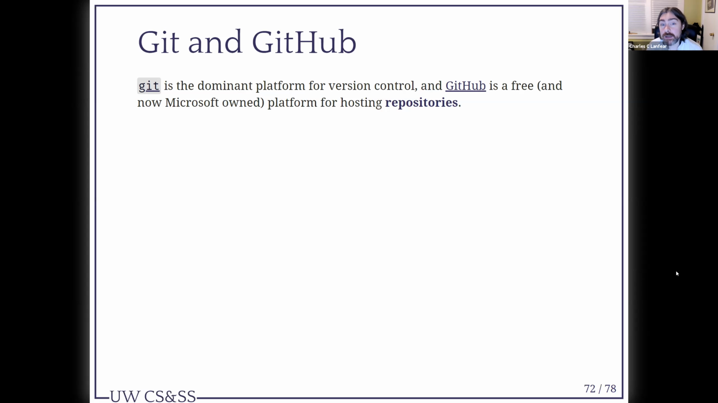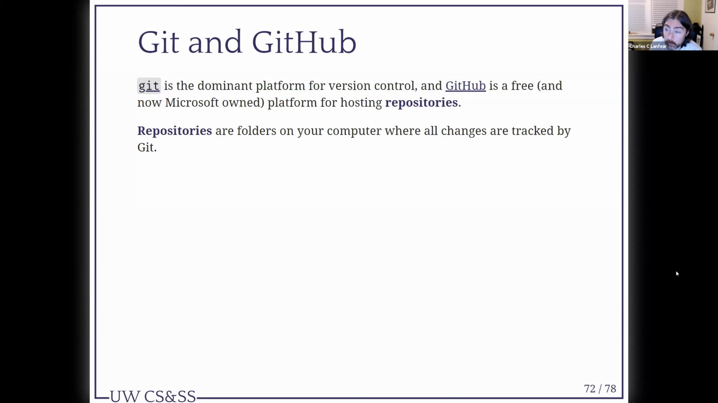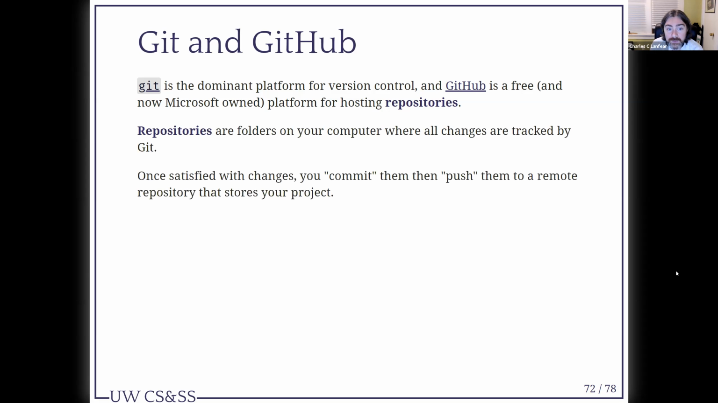GitHub is a free platform for hosting repositories, Git repositories. So a repository is a folder on your computer where every change you make to any file in that folder gets tracked by Git, okay? Once you're satisfied with changes you make to some files, if you're using Git, you commit these changes and then push them to a remote repository, okay?